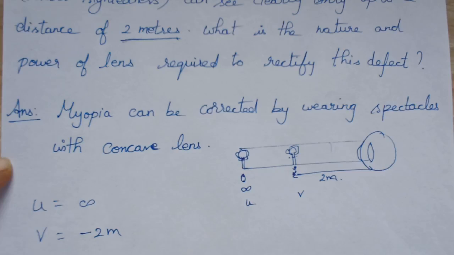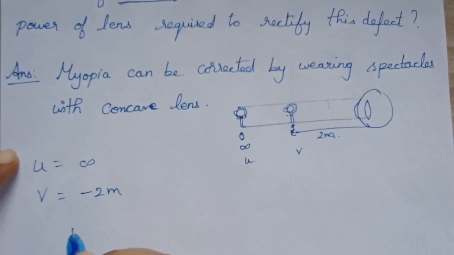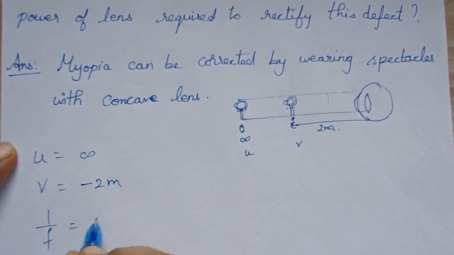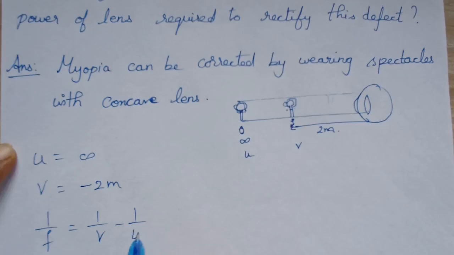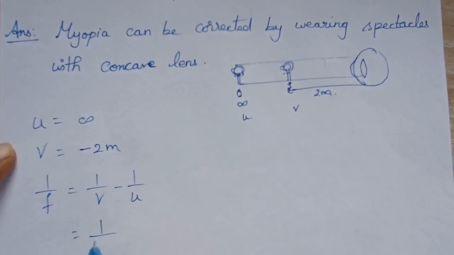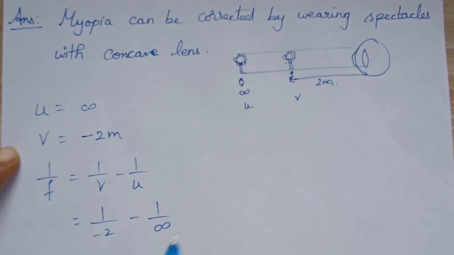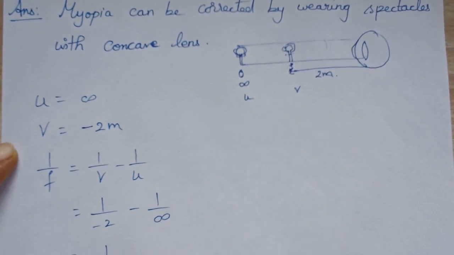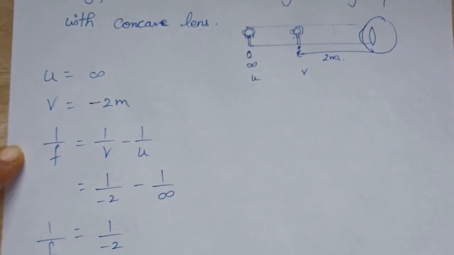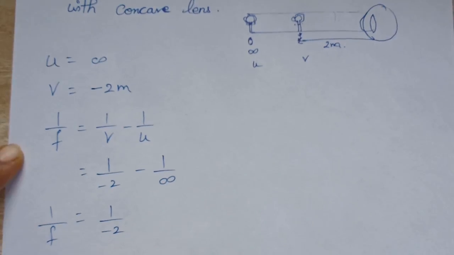Then you don't know f. So what is the lens formula? 1 by f is equal to 1 by v minus 1 by u. Substitute the values: 1 by v is 1 by minus 2, and 1 by u is 1 by infinity, which you can take as 0. So 1 by f is equal to 1 by minus 2. Therefore, if you cross multiply, f is equal to minus 2 meters.